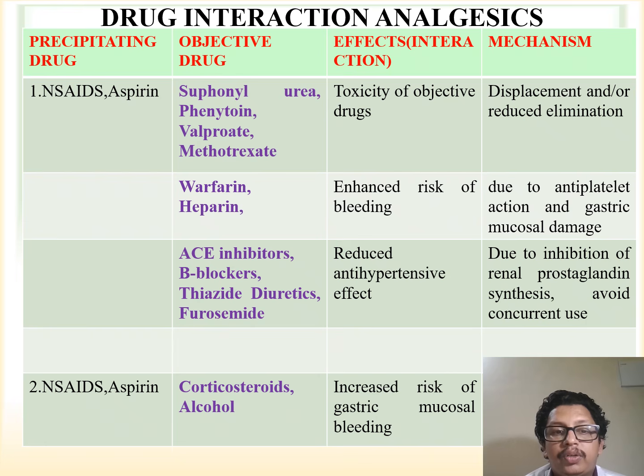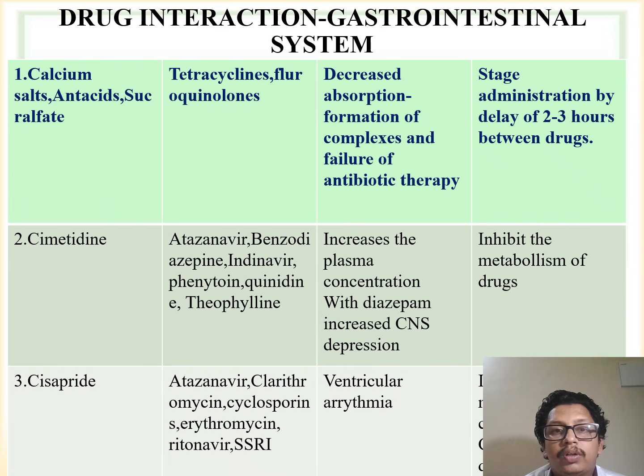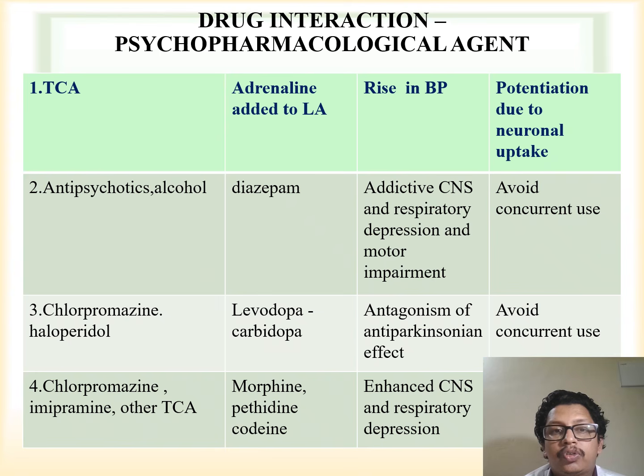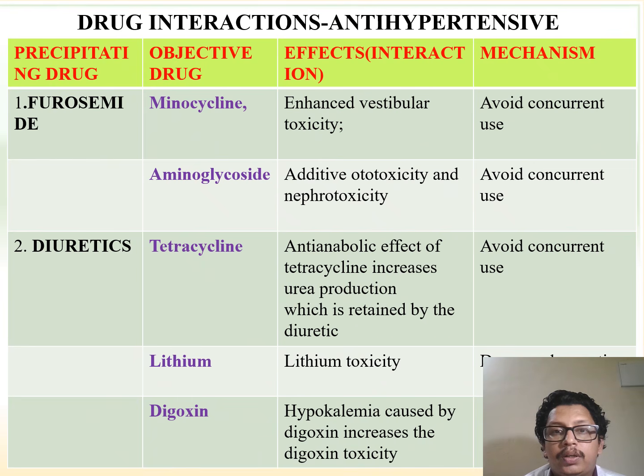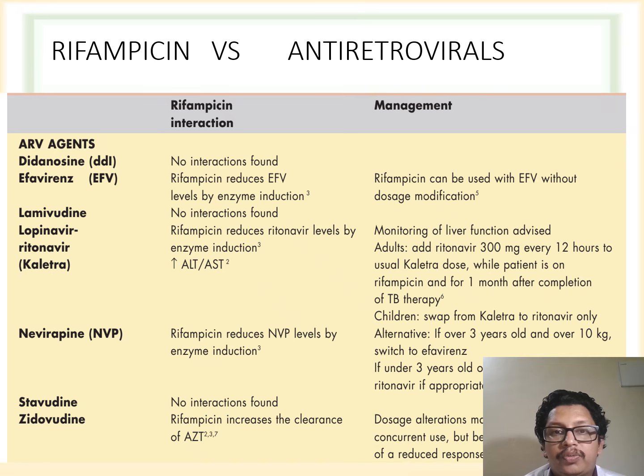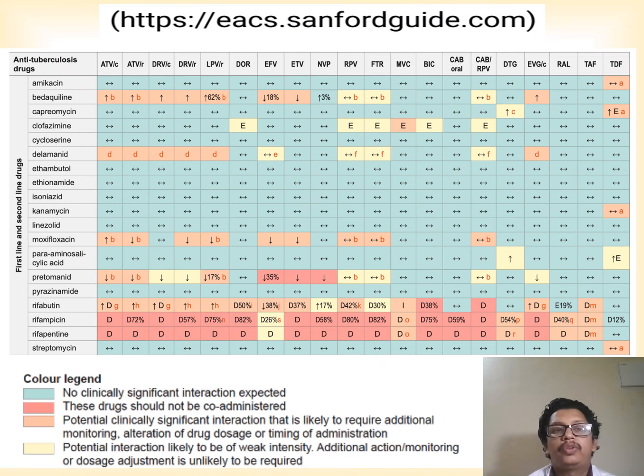Then at the level of NSAIDs, you can see this. In the gastrointestinal system, there are other interactions, with psychopharmacological agents, antihypertensive agents, and phenobarbital versus antiretroviral drugs. This antiretroviral drugs versus antitubercular drugs chart is a nice diagram showing the drug-drug interactions.